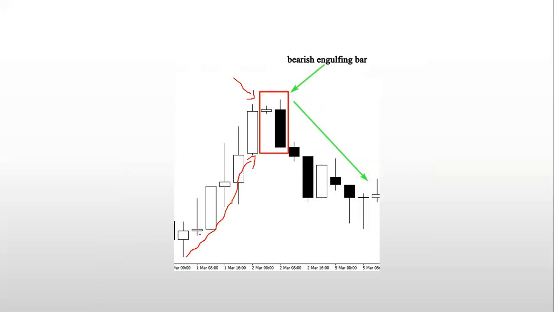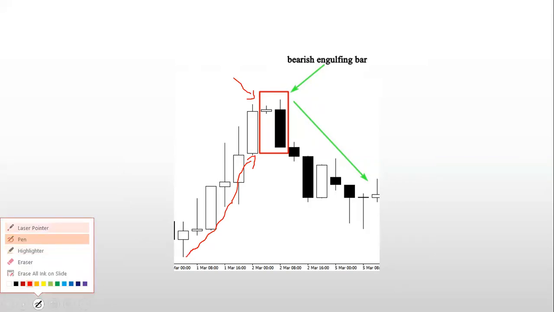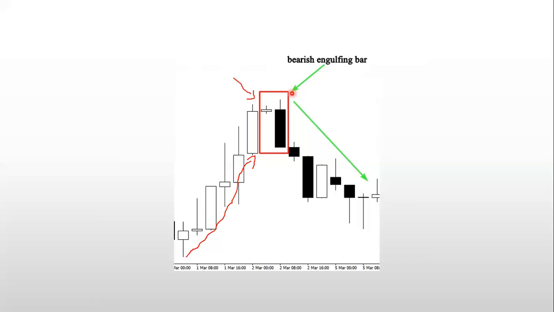So you realize that the buyers were in the market and the market was really strong. So when the sellers set in, the market reversed and it descended. So this is a very similar scenario of what a bearish engulfing bar is. Buyers have control of the market, and when the sellers set in, the market reverses.